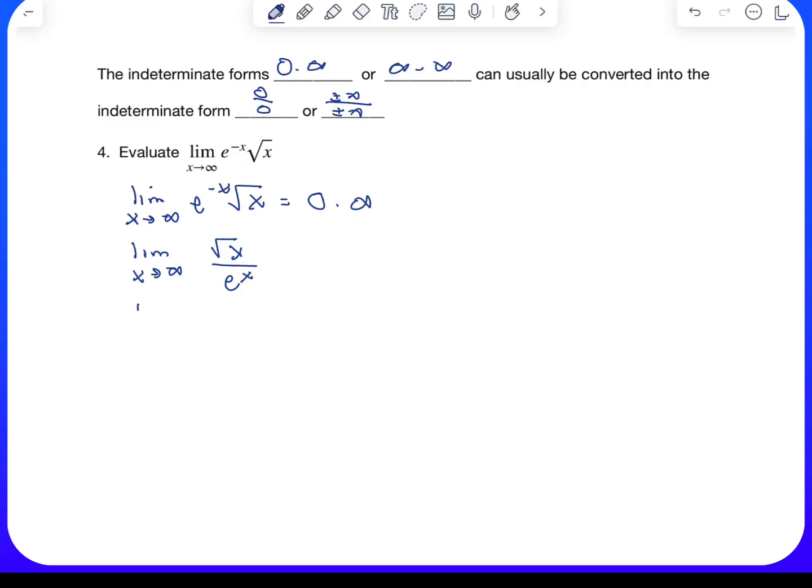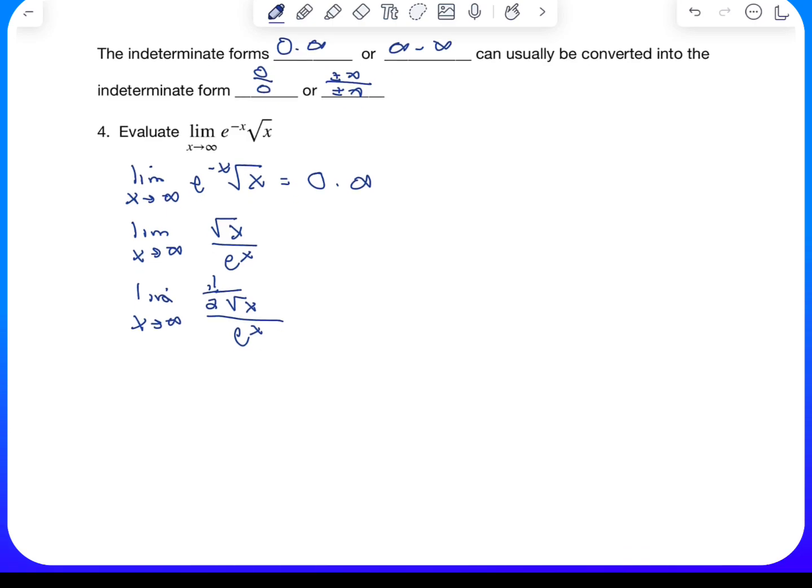Okay, we're going to first move that e to the x down to the denominator, make the exponent positive. And we got the square root of x over e to the x. Doing direct substitution into this, we get 0 over 0. So we're going to do L'Hopital's rule. And that gives us 1 over 2 the square root of x divided by e to the x.